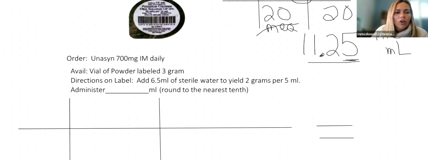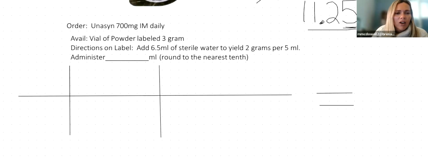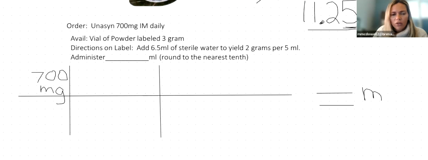With this order, we have Unasyn, which is an antibiotic, 700 milligrams intramuscularly daily. So for our given quantity in this one, we're going to place over here 700 milligrams. The question's asking us, how many milliliters are we going to give this patient? So we're going to put our wanted quantity in milliliters. Now we've got to fill some things in here.